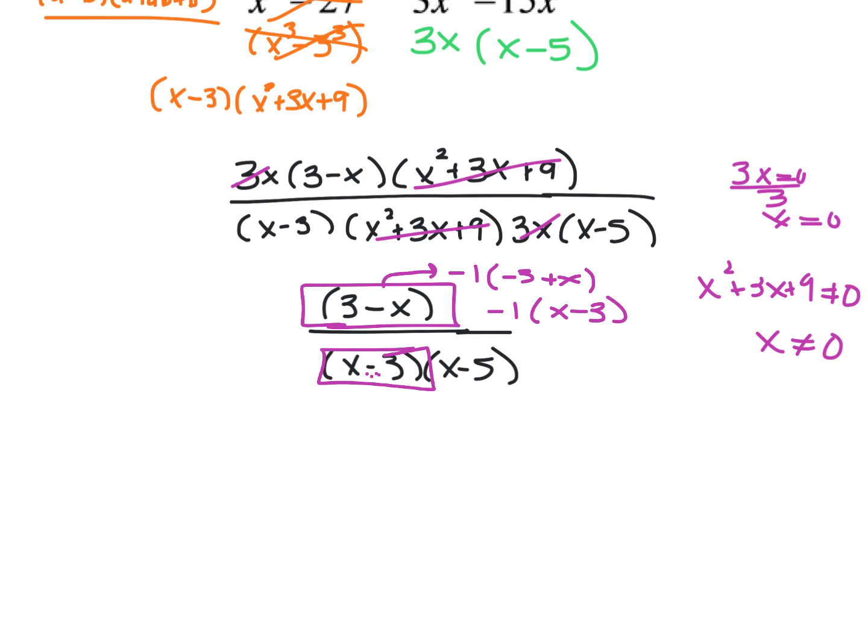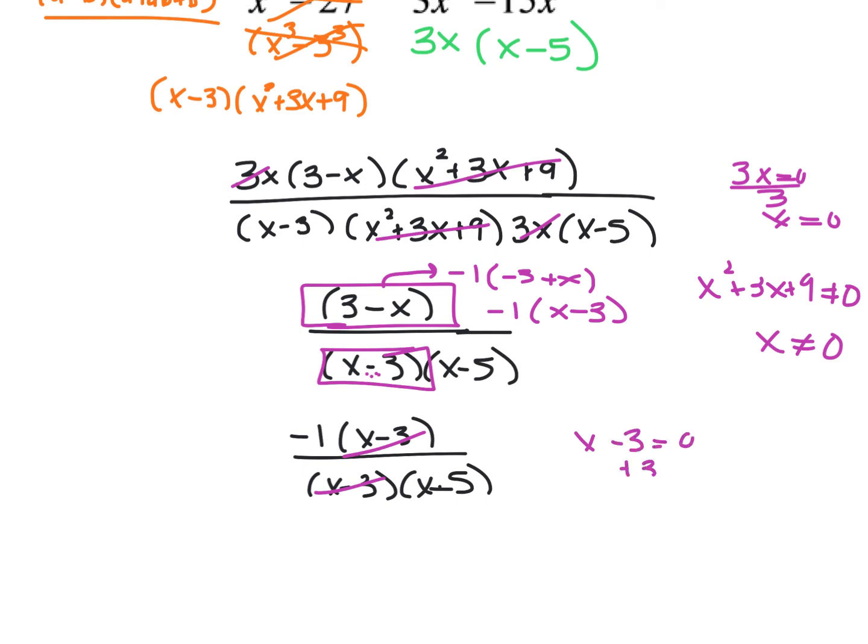So if I notice I have something that's very similar, I can actually rewrite that. So this numerator is now negative 1 times x minus 3, all over x minus 3 times x minus 5. So you might have to do some algebra manipulation here to make sure that you're fully simplified, because these two do in fact cancel out. We then have to note that the x value cannot equal 3 as well.